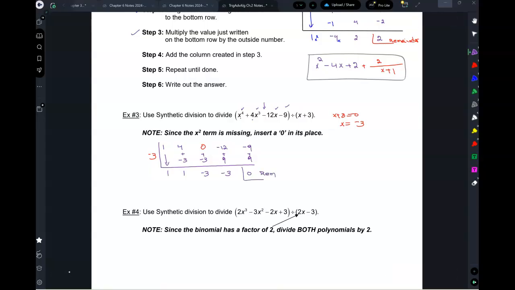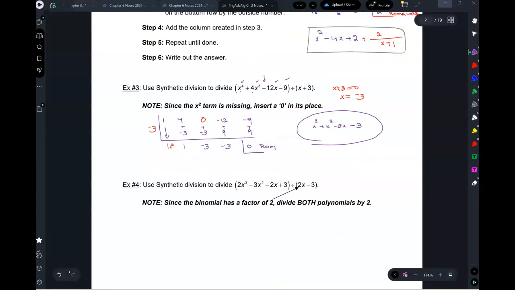That's fine. So now, what had we started with? X to the 4. Reduce it by 1, you get x cubed. So I have x cubed plus x squared minus 3x minus 3. That's it. No remainder.